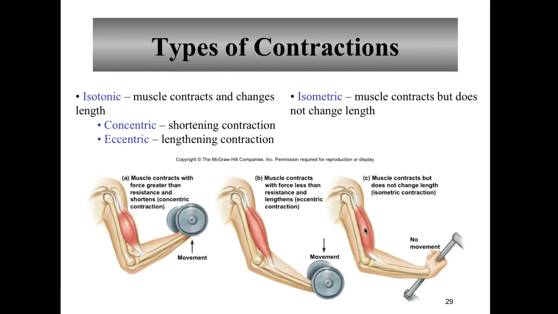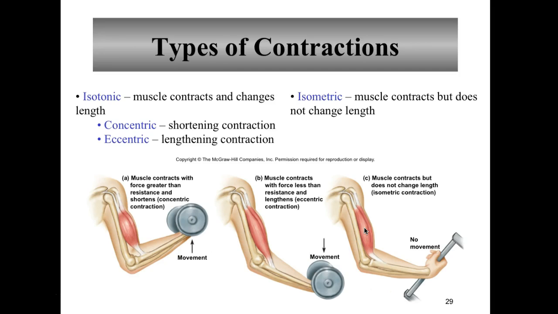Ultimately then, these are the types of contractions. You can have an isotonic contraction, and in an isotonic contraction, the muscle shortens at its attachments, and it's going to cause movement. So the muscle contracts and changes length. There are two basic types of isotonic contractions: the concentric contraction and the eccentric contraction. In a concentric contraction, you have a shortening contraction, and an eccentric is a lengthening contraction.